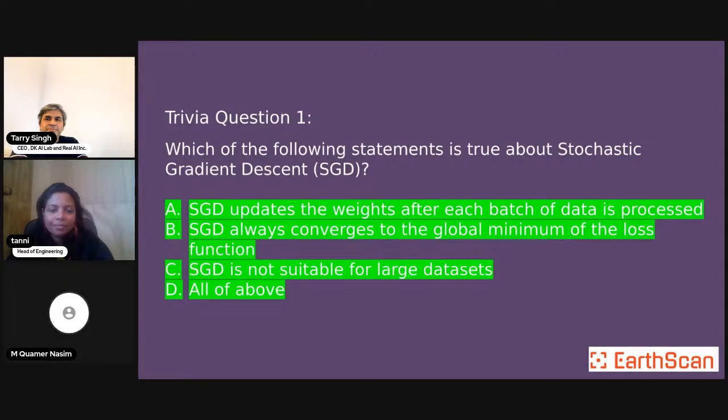Okay, I think there is some error in the presentation, but the correct answer is that SGD updates the weights after each batch of data is processed. Mohit Kumar gave the right answer. Very good, well done, Mohit. Awesome. Wonderful. That's the spirit.